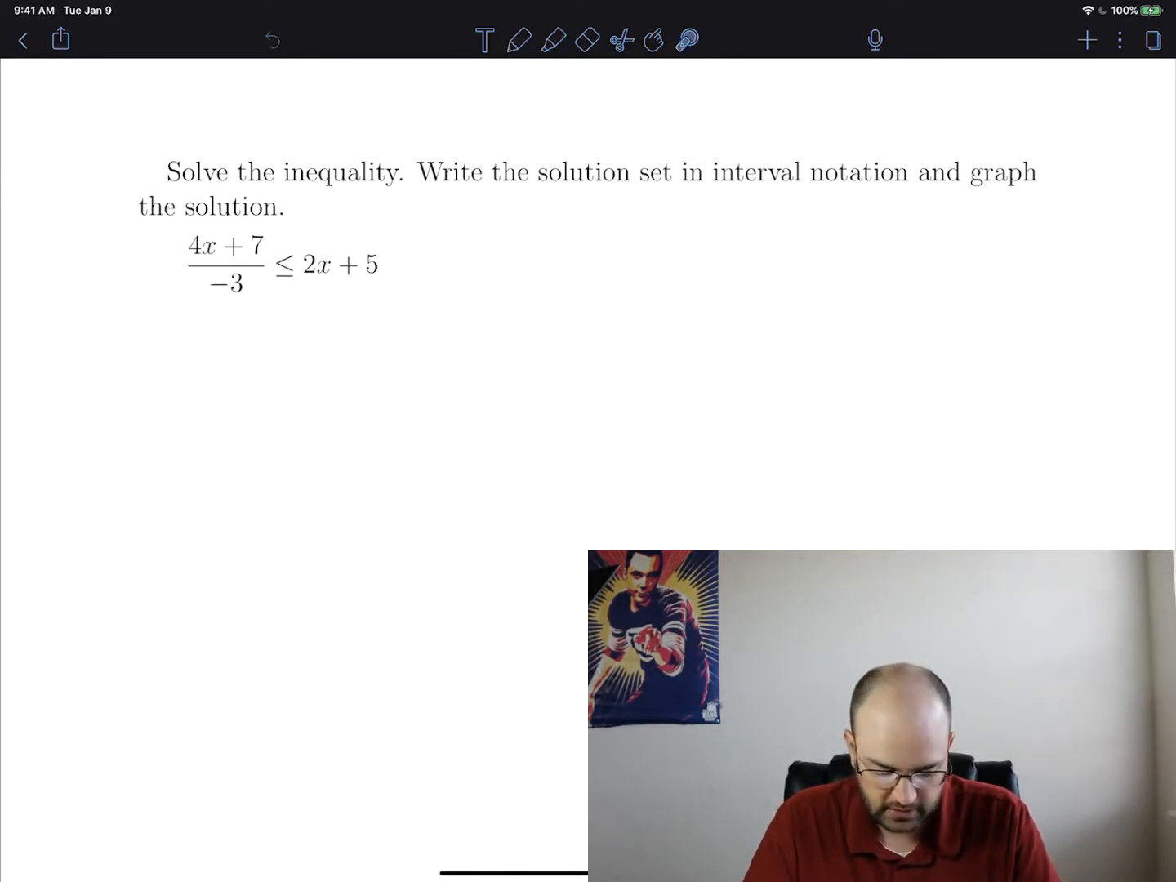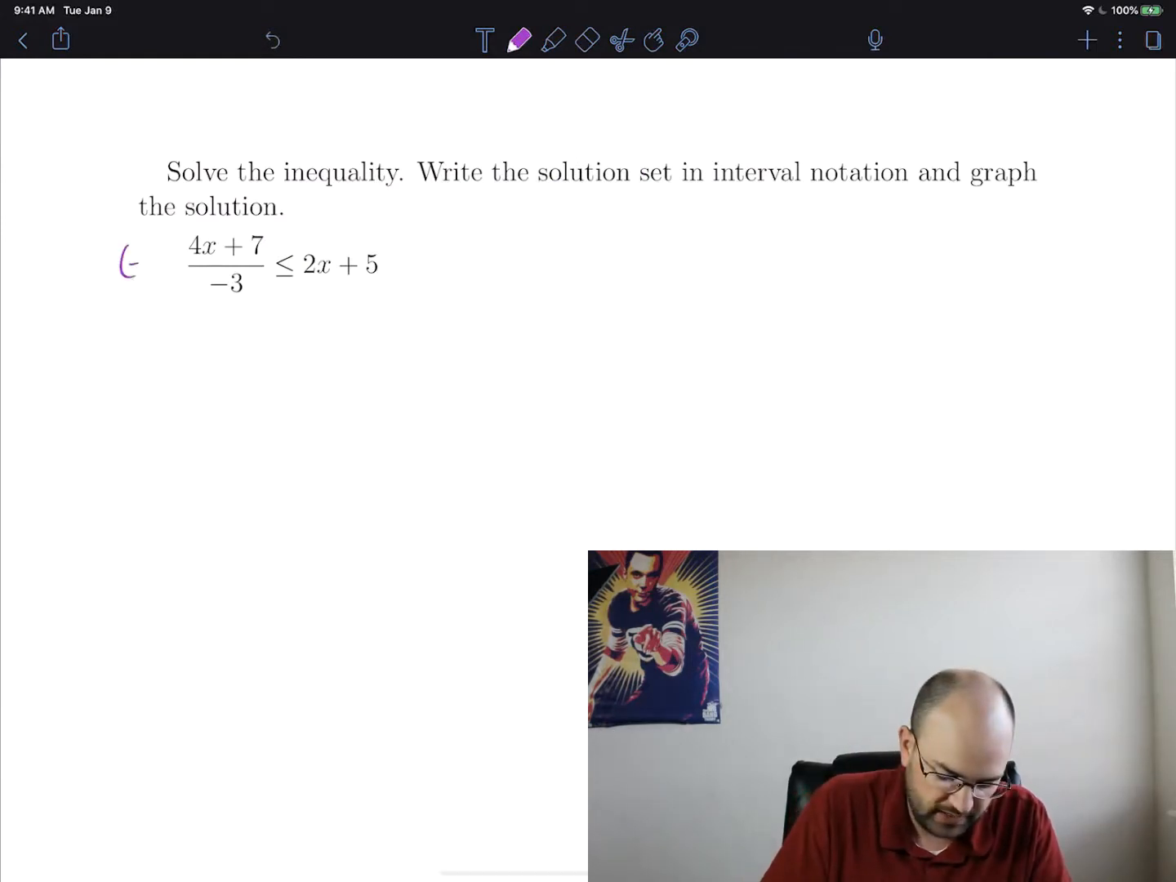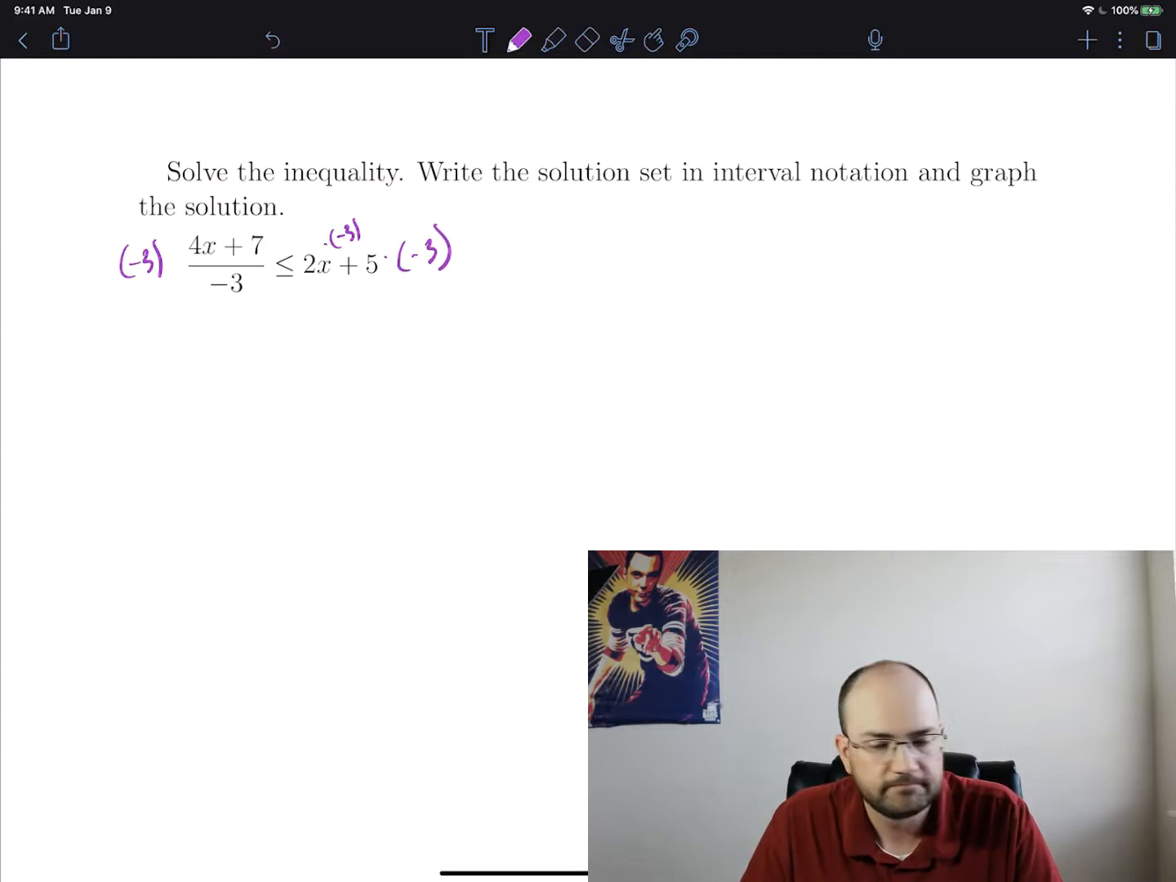Excuse me, a -3. So what I'm going to do is multiply both sides of this inequality by -3. So I'm going to multiply by -3 here, multiply by -3 here, and multiply by -3 here. Now, what does this mean?